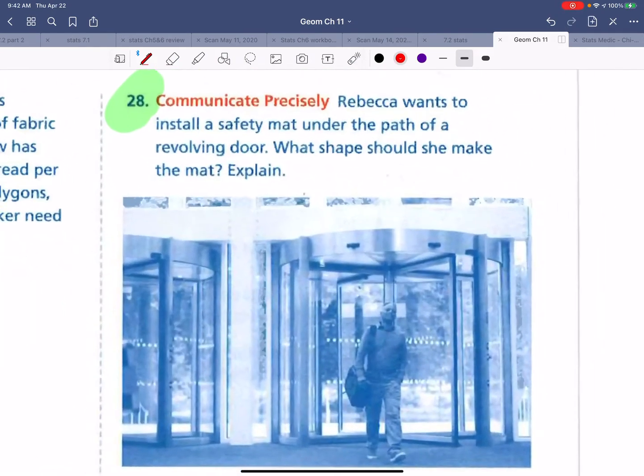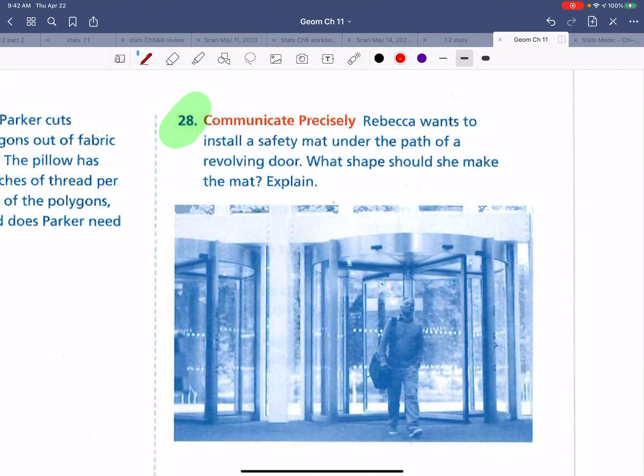Okay, 28, it says, Rebecca wants to install a safety mat under the path of a revolving door. So some kind of safety mat here. But not after you get out of the revolving door. They want to install it inside of it. So inside of here, they want to install a safety mat. What shape should she make the mat?